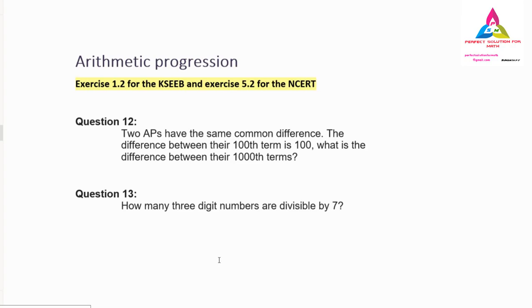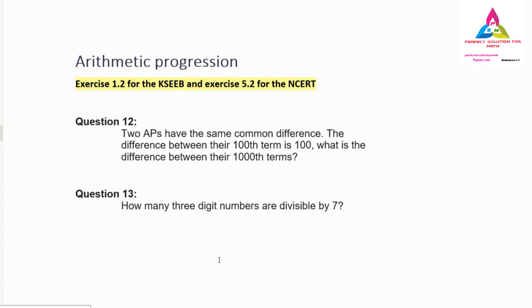The question number 12. Two APs have the same common difference. The difference between their 100th terms is 100. What is the difference between their 1000th terms? So this is the first question. Here you have to go deep, then we can understand this question.